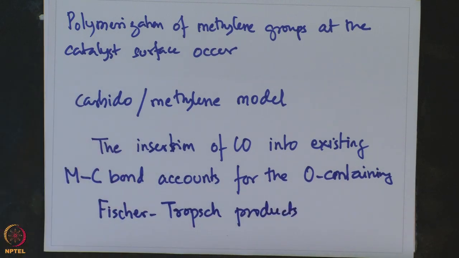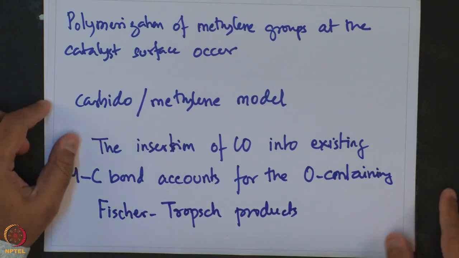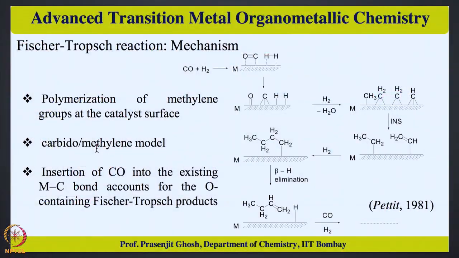And this is illustrated by the following schematic representation, which will be shown over here. So, let us take a look at this polymerization of methylene at the catalyst surface using this Carbido methylene model.